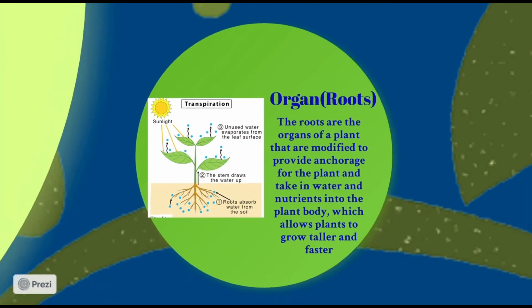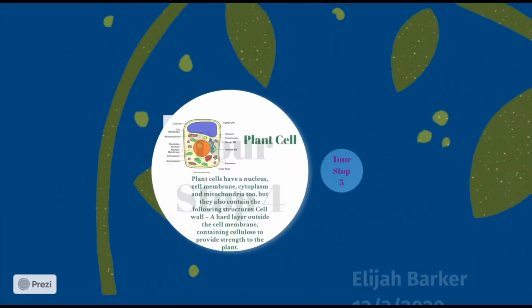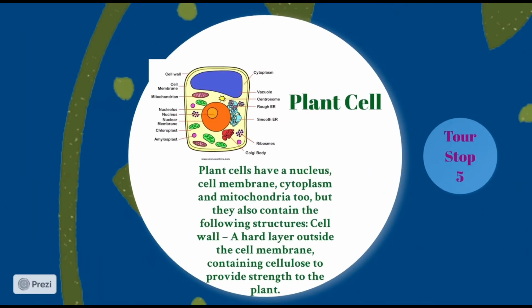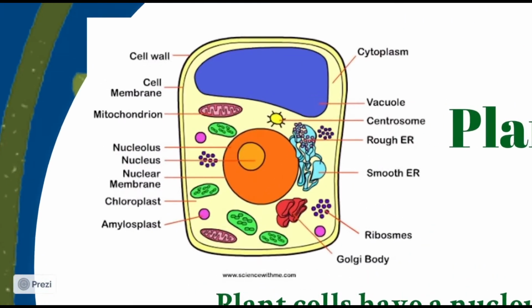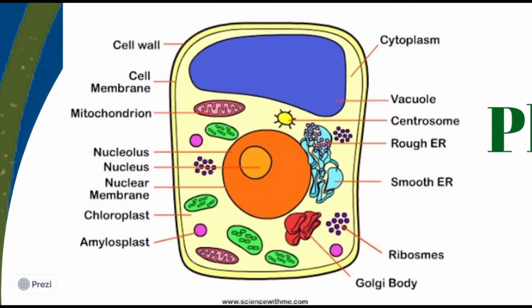On to our next tour stop, we have the plant cell. Plant cells have a nucleus, cell membrane, cytoplasm, and a mitochondria too, but they all contain a cell wall, a hard layer outside the cell membrane containing cellulose to provide strength to the plant. And right here, I just have a picture labeling each part of the plant cell.